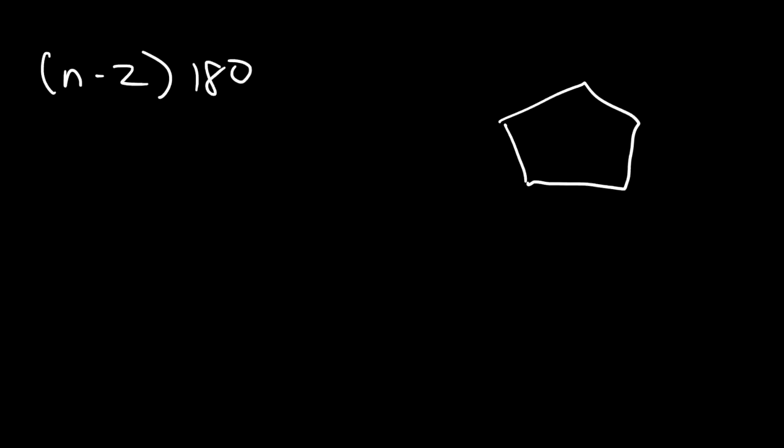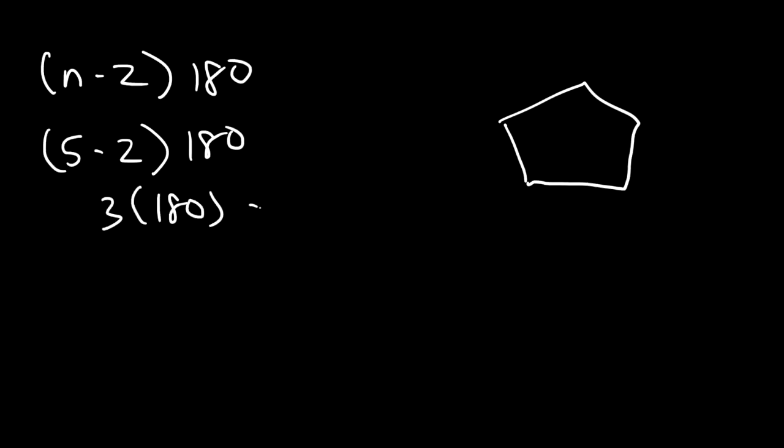Now, let's say you have a five-sided figure, in this case a pentagon. Using the formula n minus 2 times 180, this time n is going to be 5 since there are 5 sides. 5 minus 2 is 3. 3 times 180 is 540. So the sum of all 5 angles, let's say angle A, B, C, D, and E, has to add up to 540.